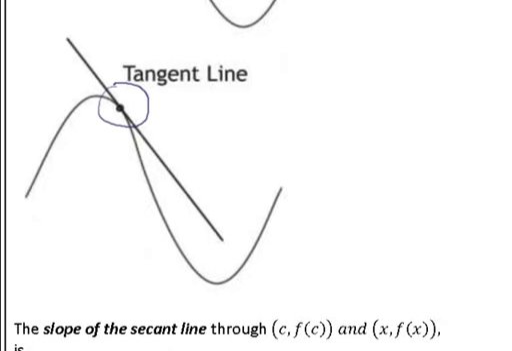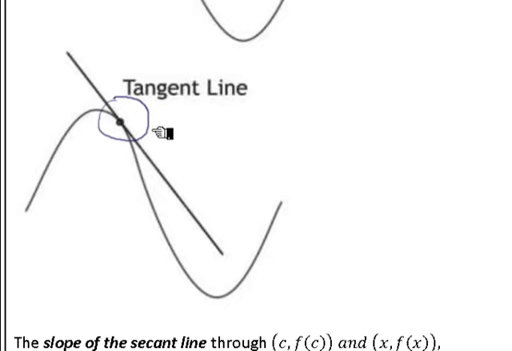And here's a picture of a tangent line. Now, a tangent line touches a curve at least one point, and at the point where it touches the curve, it doesn't cross from one side to the other. So if you look within this circle, this piece of the line stays on only one side of the curve.